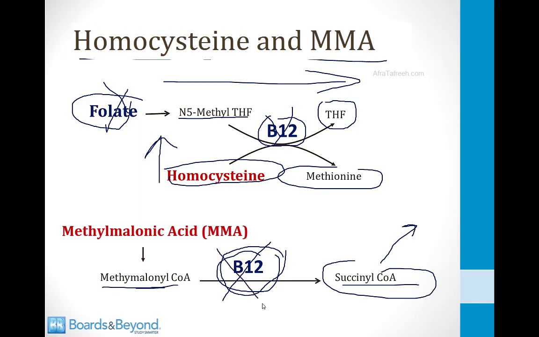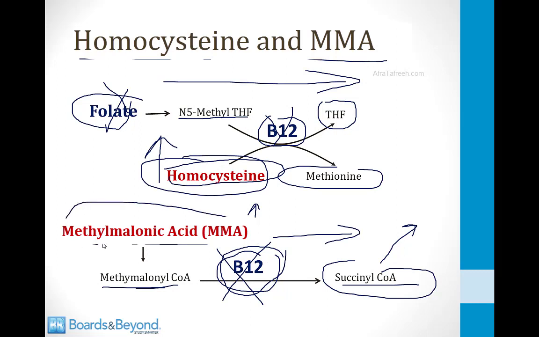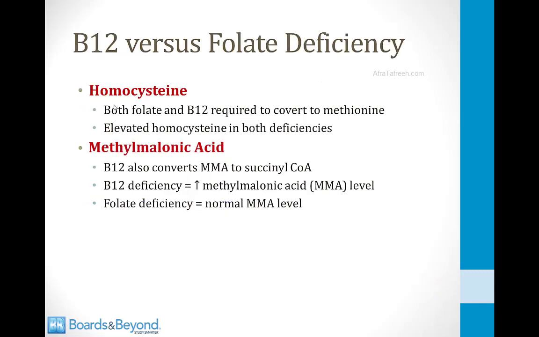So if you are deficient in vitamin B12, your level of methylmalonic acid will become high because B12 can't perform this function. So as you can see from this discussion, when you're deficient in either folate or B12, your homocysteine level will get high, but only in a B12 deficiency will the level of methylmalonic acid become high. So I've summarized these points on this slide here.